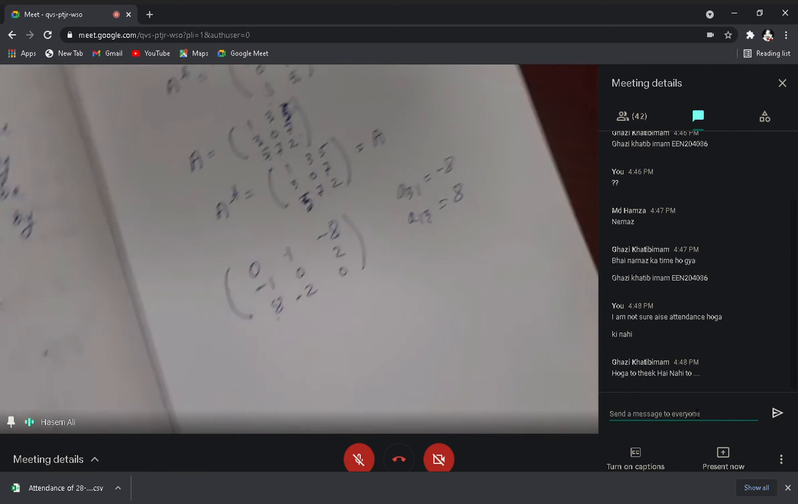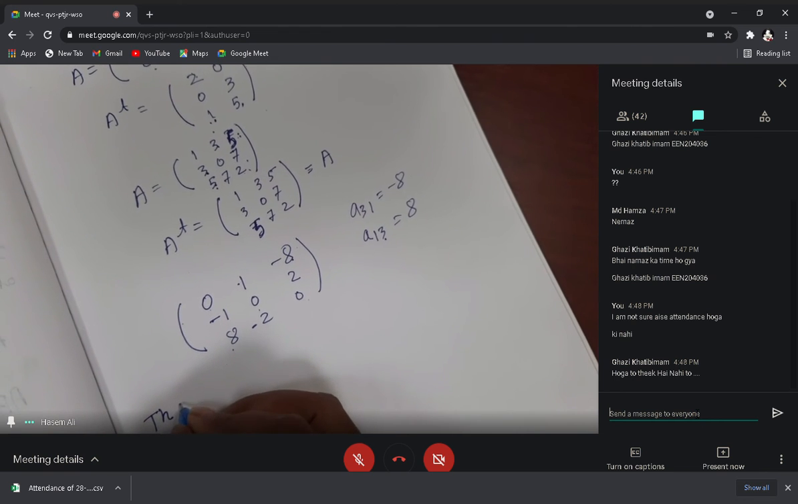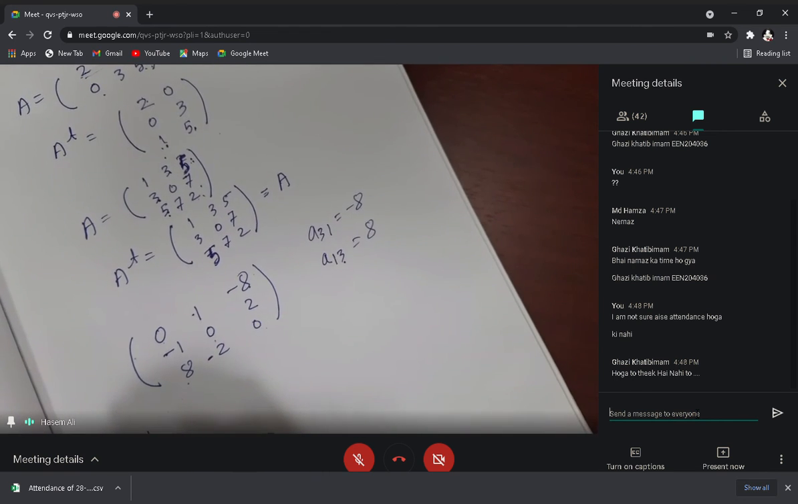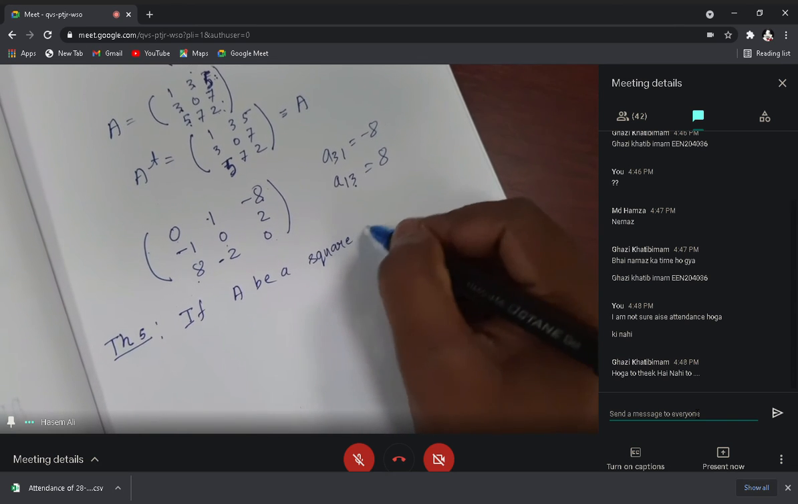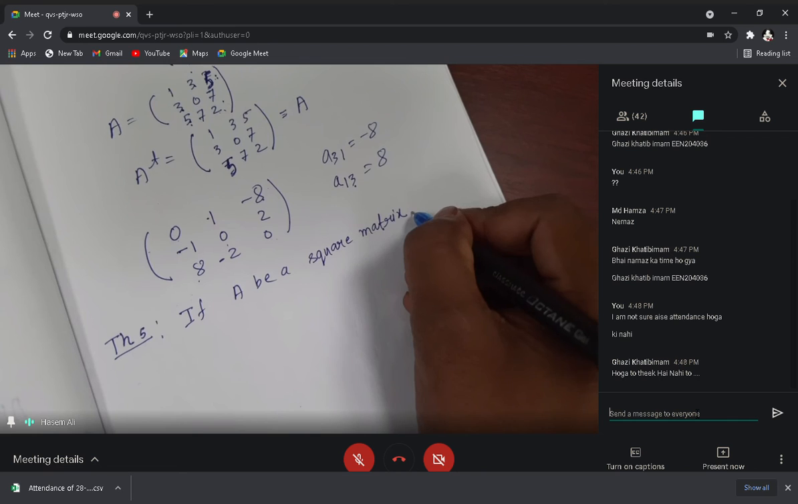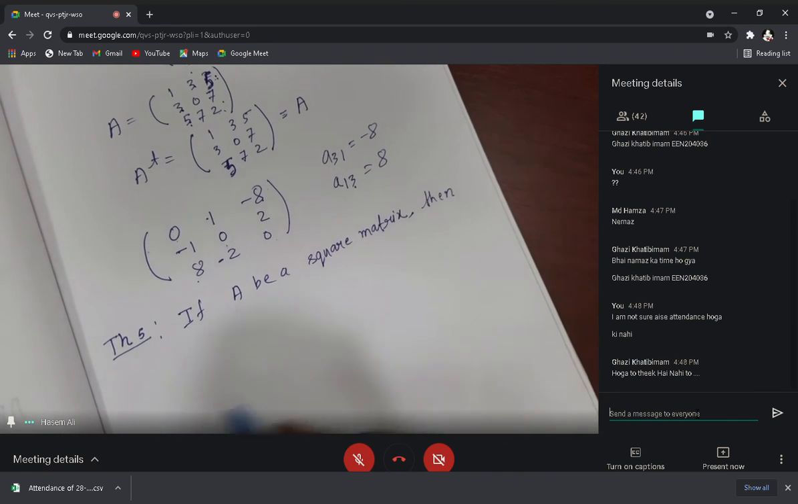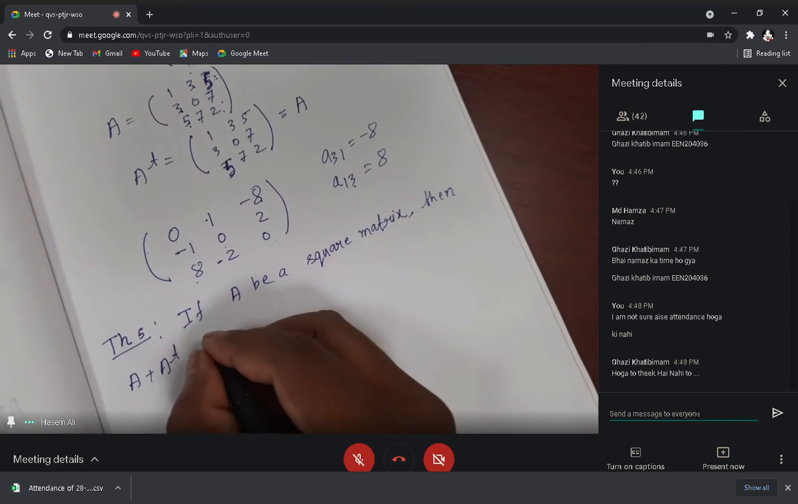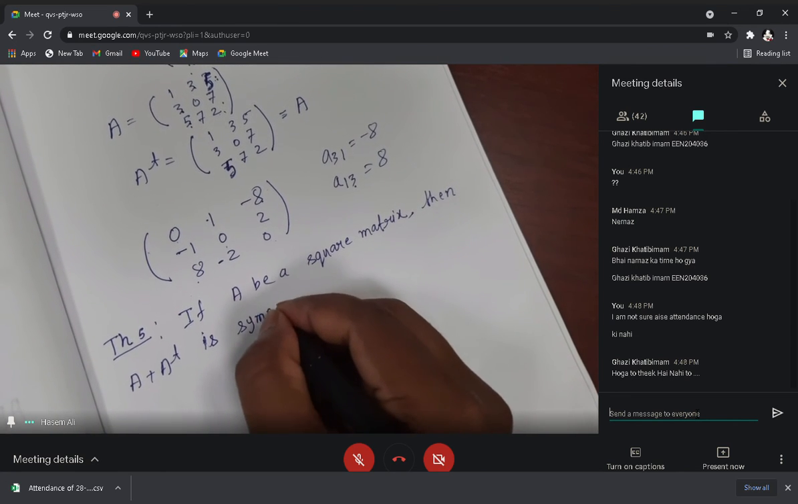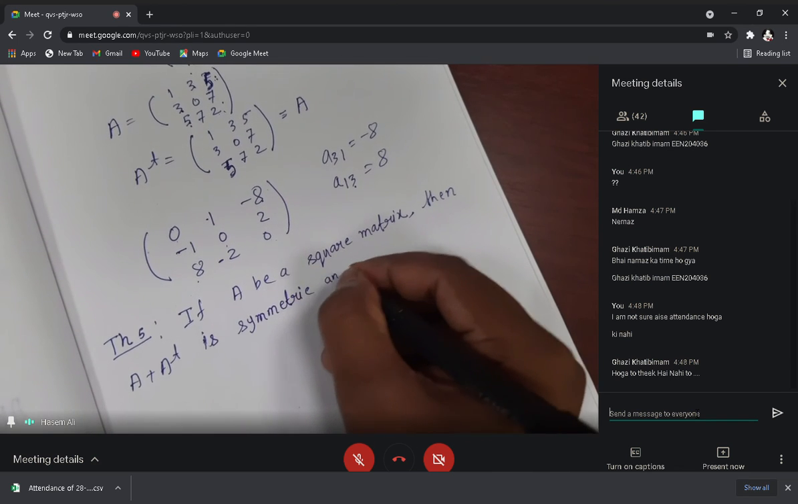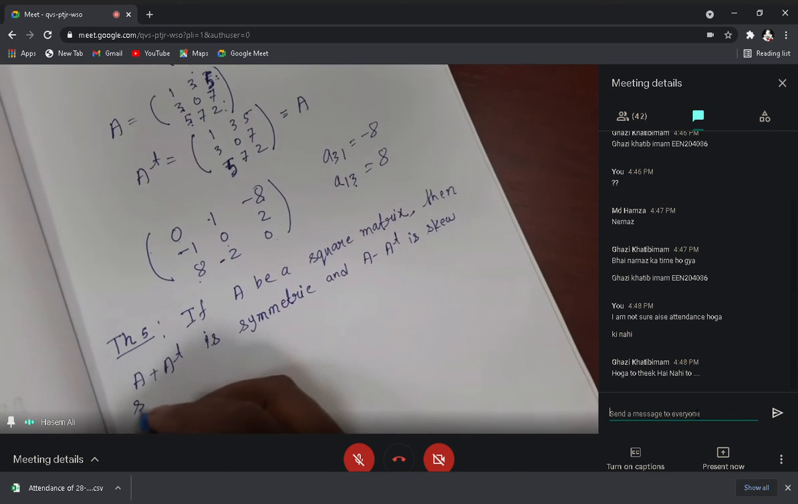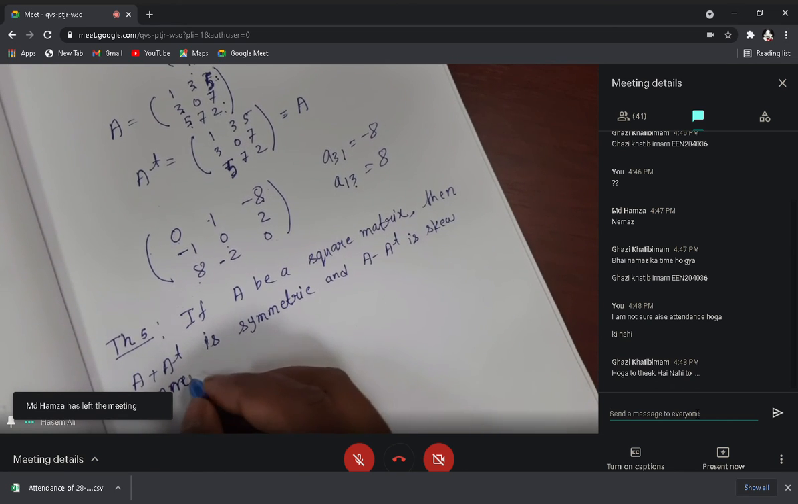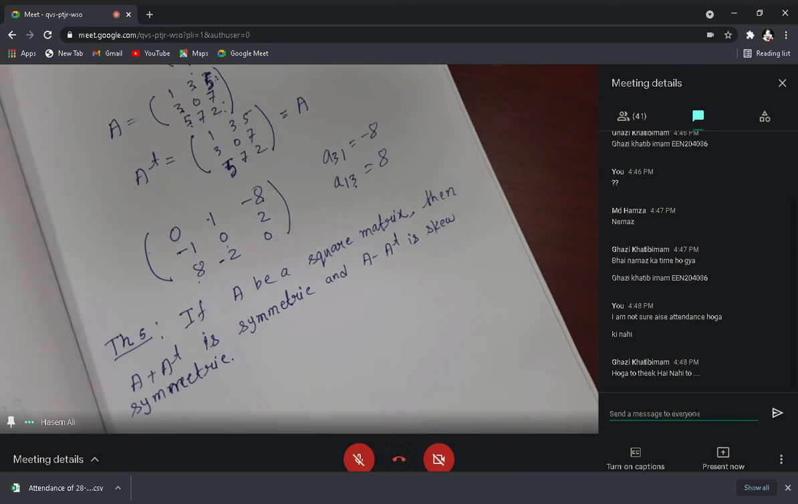Now, an important theorem. If A is a square matrix, then A plus A transpose is symmetric, and A minus A transpose is skew symmetric. We have to prove this.